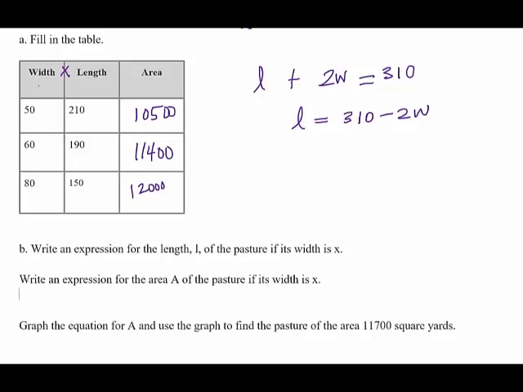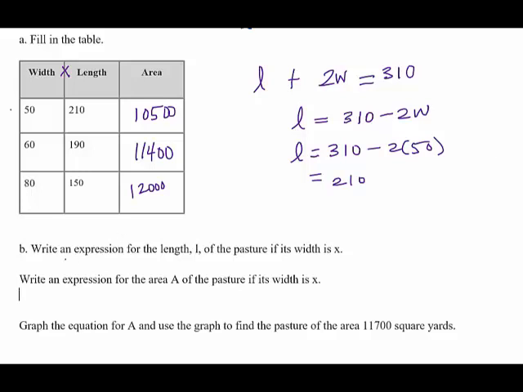Okay, so let's try one of these out. If the width is 50, the length is 310 minus 2 times 50, and that gives us 310 minus 100, or 210 for the length.